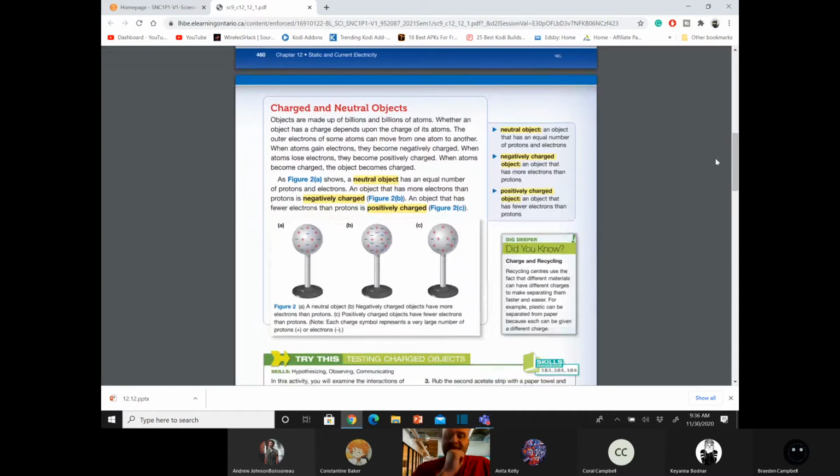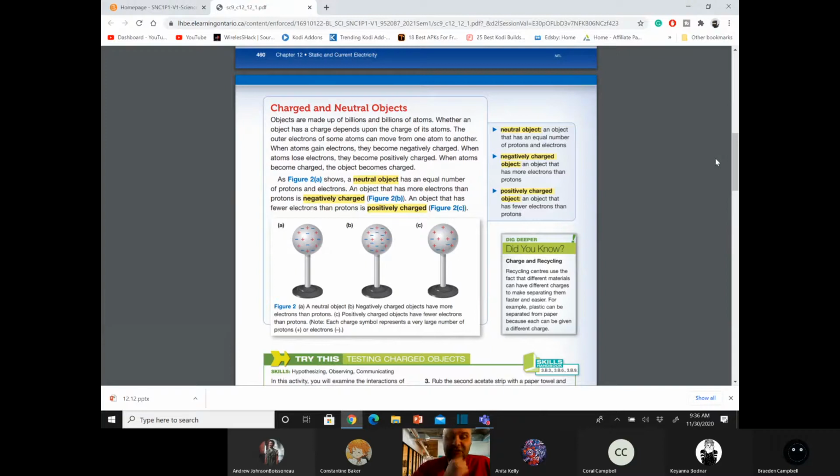Objects are made up of billions and billions of atoms, even more than that. Whether an object has a charge depends on the charge of the atom. The outer electrons of some atoms can move from one atom to another. When atoms gain electrons, they become negatively charged. When atoms lose electrons, they become positively charged. When atoms become charged, the object becomes charged.